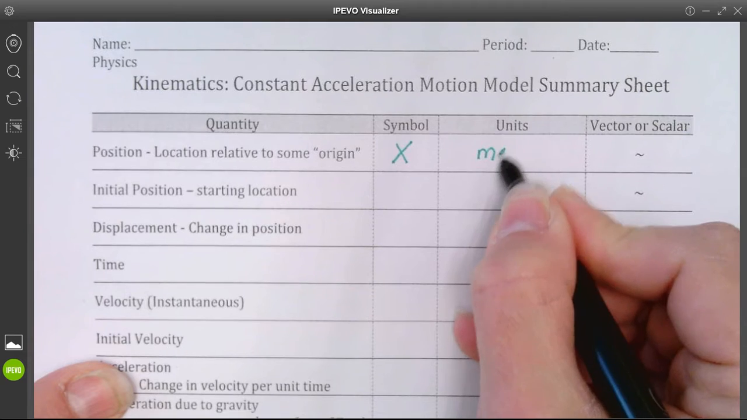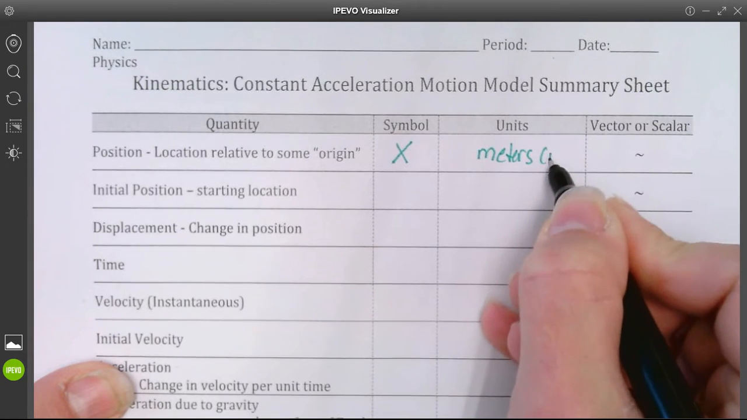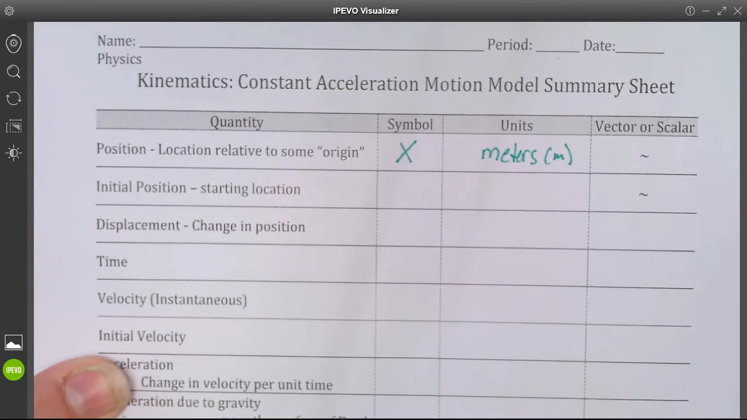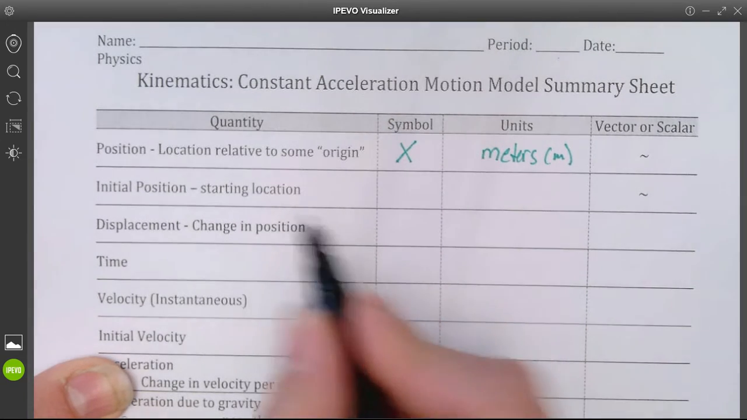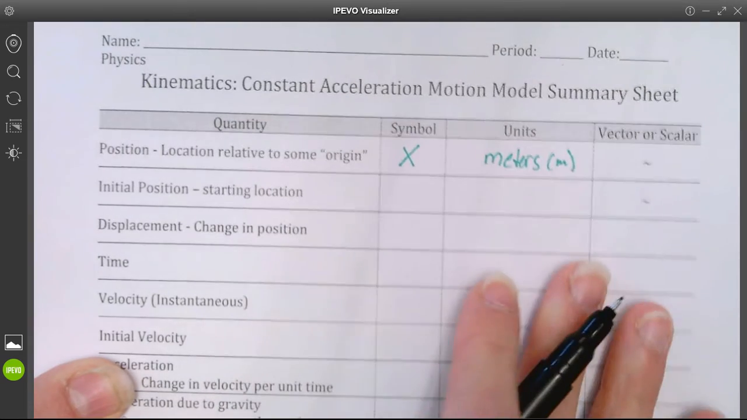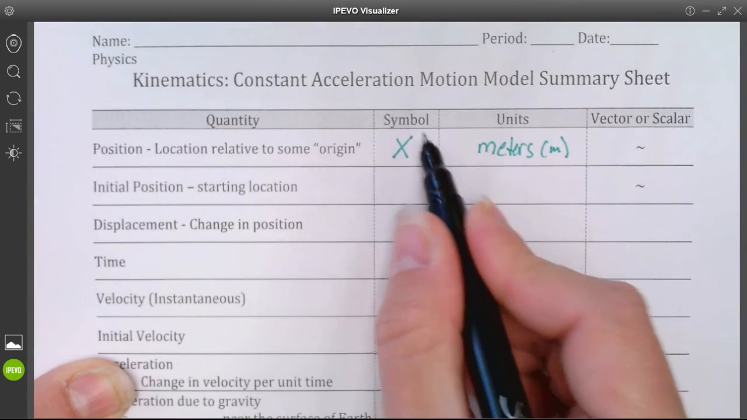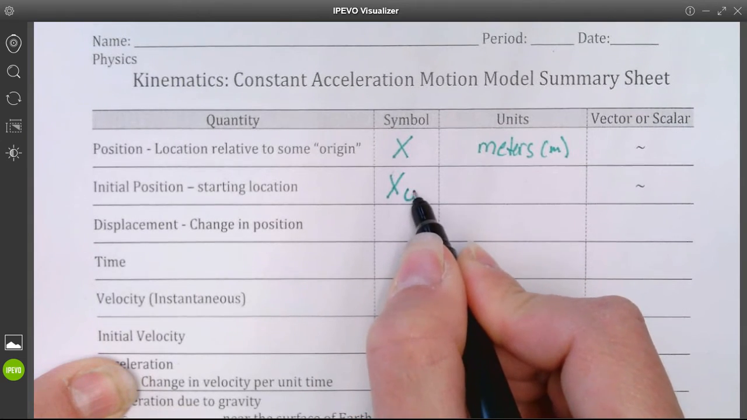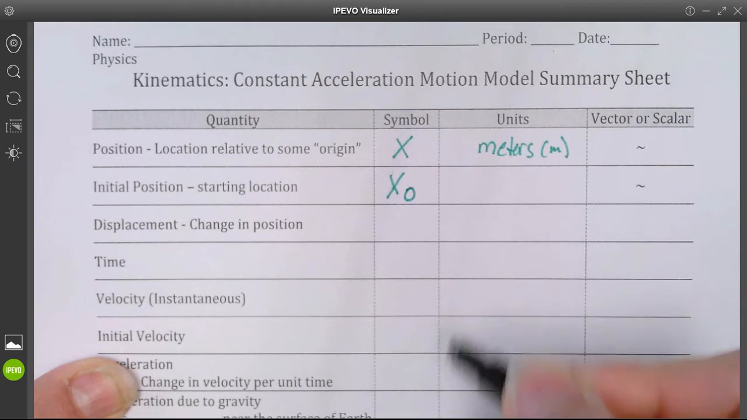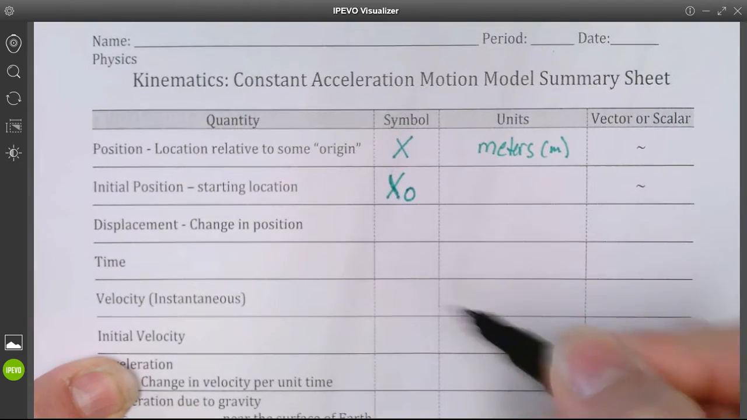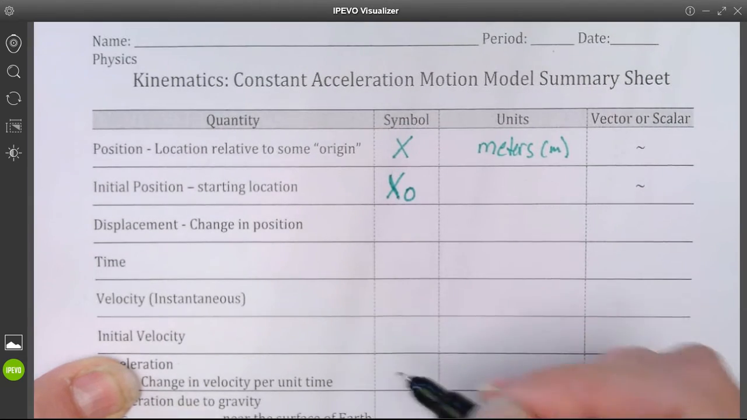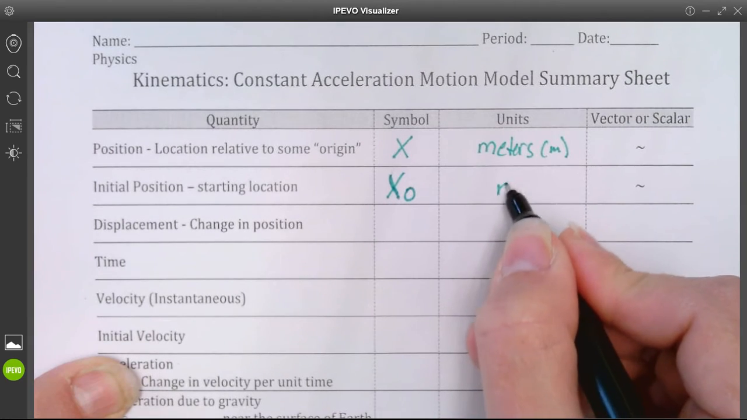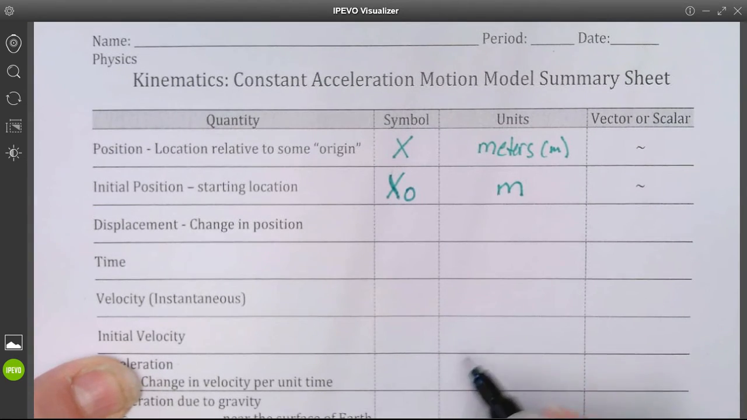And we're typically going to use meters. Okay, we can use centimeters, we can use millimeters, we can use kilometers. Meters is kind of our standby. Okay, and initial position is our starting location. We're still going to use whatever letter we used here for position, in this case X, but we're going to use a little subscript 0 on it, and that reads as X naught, or you could just say initial position. And that just tells us where we're starting from. We're also going to use meters. Whatever units we use for position, we have to use the same for initial position.